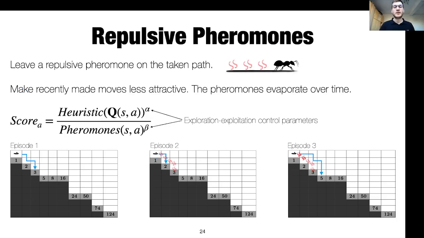The second meta-heuristic that we propose to use is called repulsive pheromone, and the idea is to leave a smelly odor on the taken path, just like ants do. Those pheromones evaporate over time. We use the score here to choose the best action. So for example, in the first episode we go to 3, and it leaves a pheromone, but the pheromones do not forbid strictly. You can still pass through. They just decay the value of making that move. So the submarine goes to 2 in episode 2, but then in episode 3, as you can see, 2 is really bad, so it goes to 5.